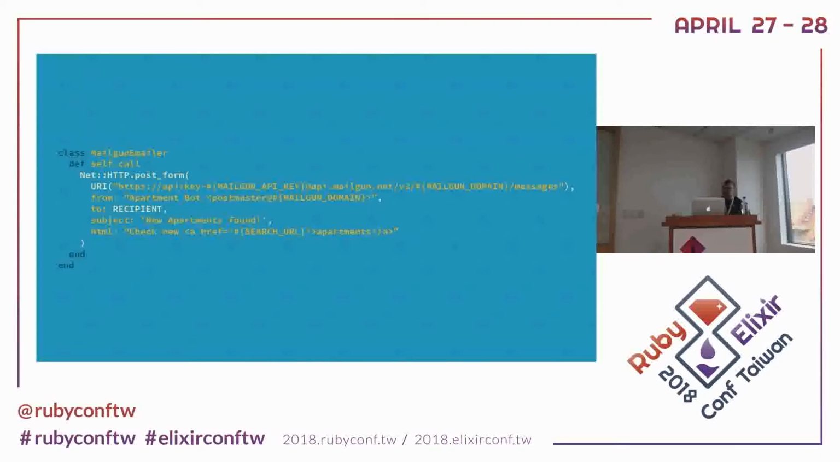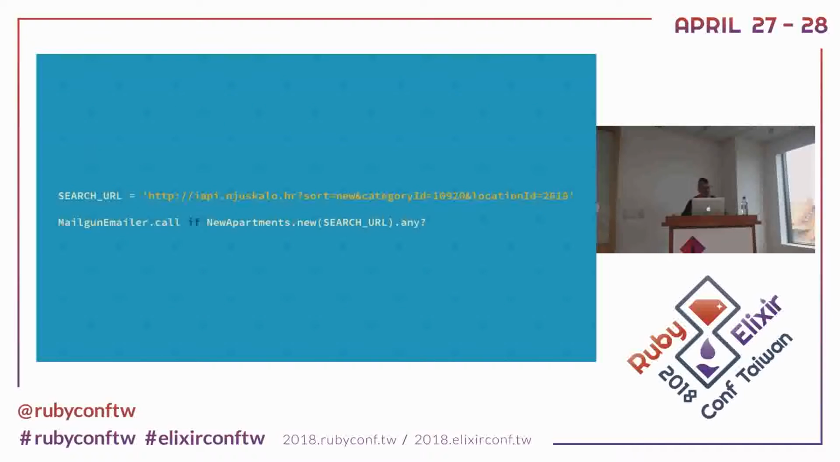There's another simple class that pings the Mailgun API. So basically, I had a search URL and a condition. If there are any new apartments with that search URL, just call the Mailgun emailer. So it's 60 lines of code, and it's pretty simple. So let's start with our first bot implementation.